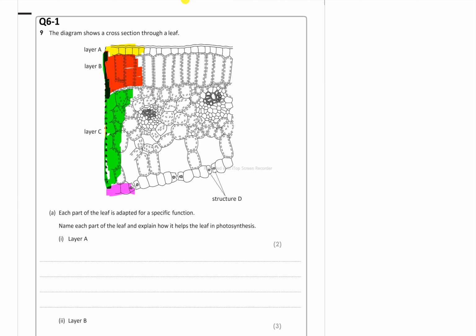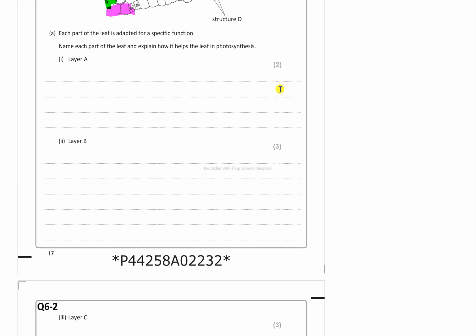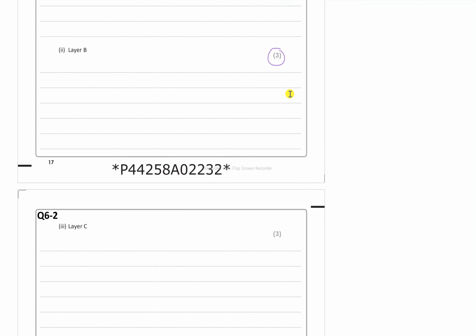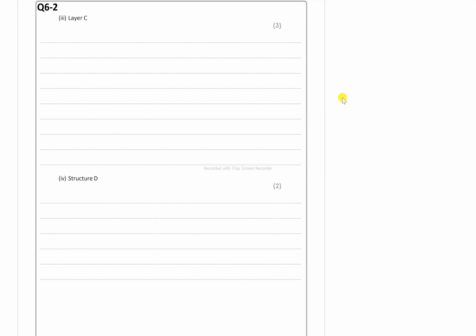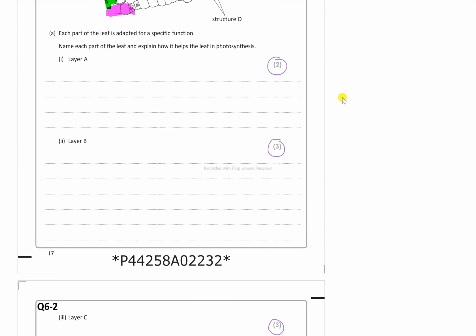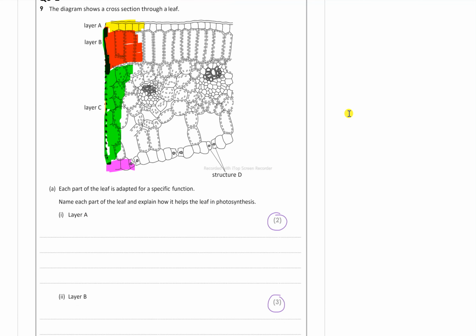Right, but I just want to show you this, the way the questions are, well, they seem to be changing this way anyway. So look, they've broken it down. They're saying, how does layer A help? How does layer B help? So you've got 5 marks. And they've added, how does layer C help? And how does layer or structure D help? So they've got 10 marks. It's a 10-mark question.